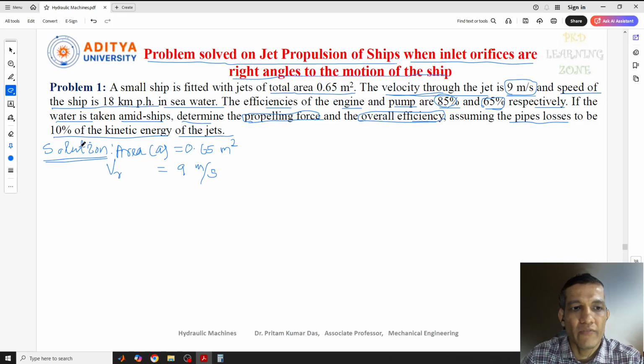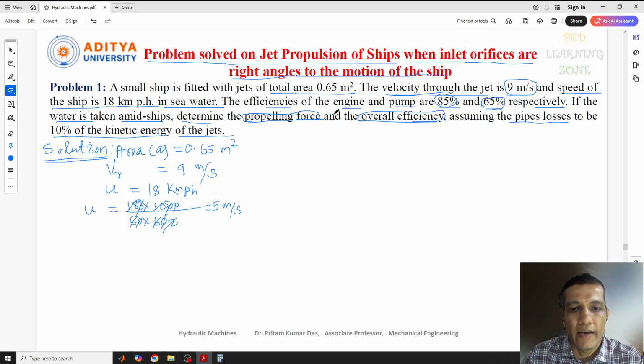And similarly, speed of the ship is given 18 kilometer per hour. So speed of the ship we can mark as u. This is given 18 kilometer per hour. We can convert into meter per second. 1 kilometer is 1000 meter, and per hour, so hour we can write into minute, again minute into second. So finally we'll get, zeros cancel, this is 6 3, this is 3 2, and this is 2 5. So u is 5 meter per second.